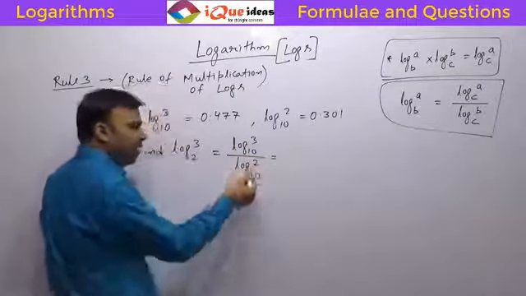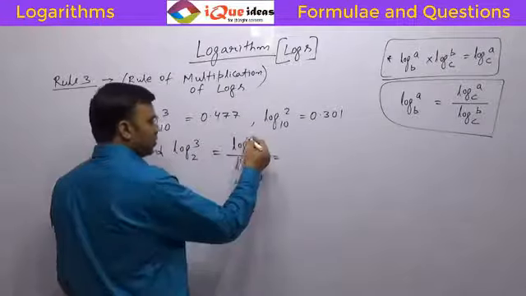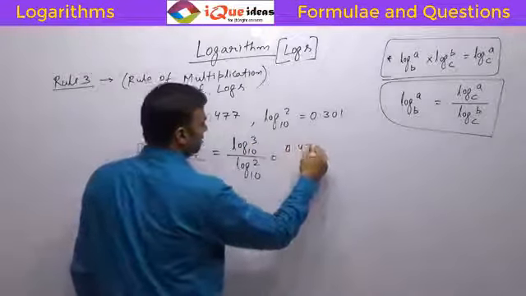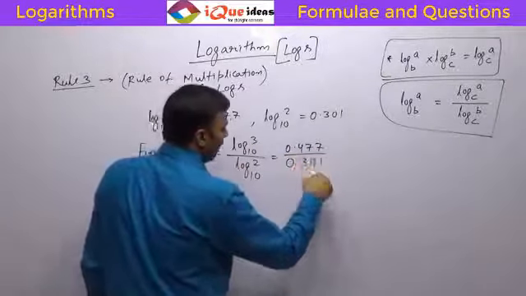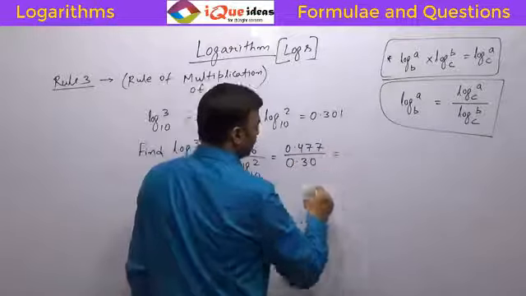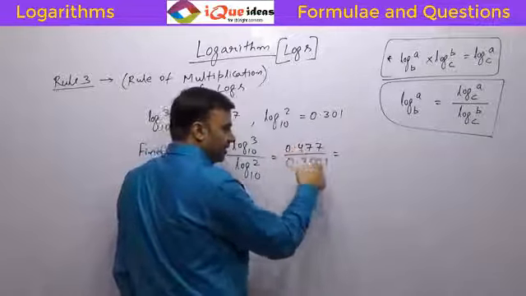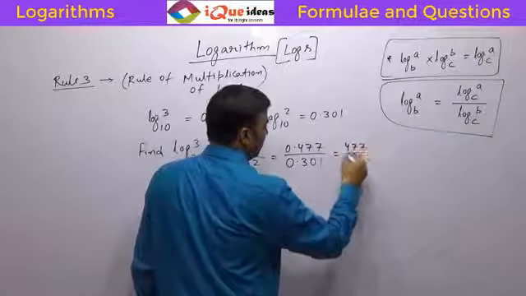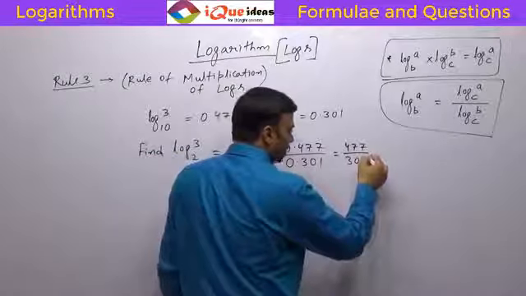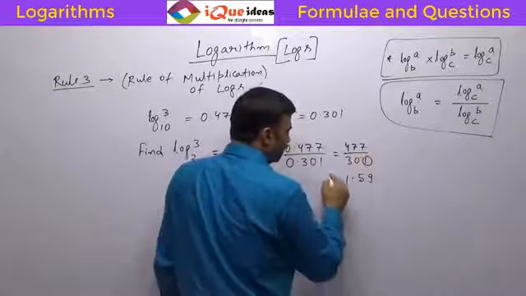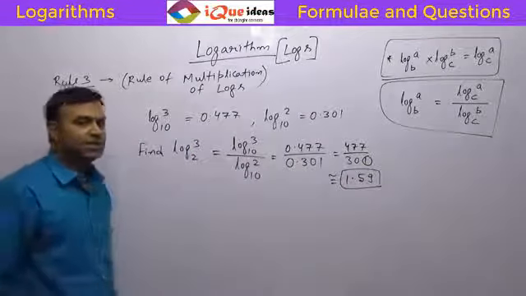We can take any base, but here we will use the base for which the values are given. So log 3 to the base 10 is 0.477. Log 2 to the base 10 is 0.301. You can do some approximation. The decimal goes away because we have 3 digits after the decimal in both, so we can take it as 477 upon 301. With approximation, the answer is about 1.59. This is your final answer to this question.